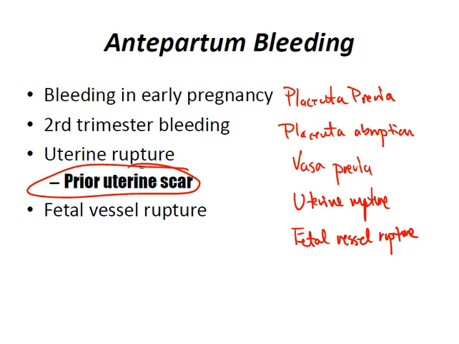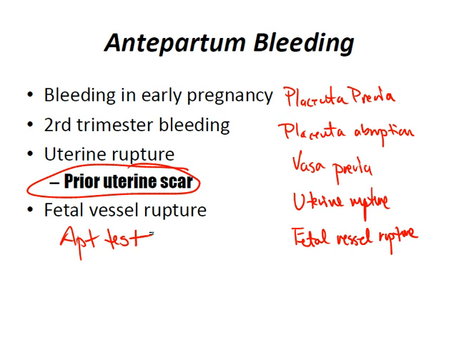Now, diagnosis is often made with vaginal bleeding and an abnormal fetal heart rate tracing. The APT test can be used to distinguish fetal blood from maternal blood. Now, treatment would be obviously what? Emergency C-section. Complications include fetal mortality, which can be as high as 50% with fetal vessel rupture.